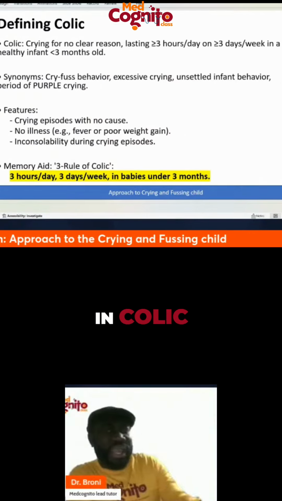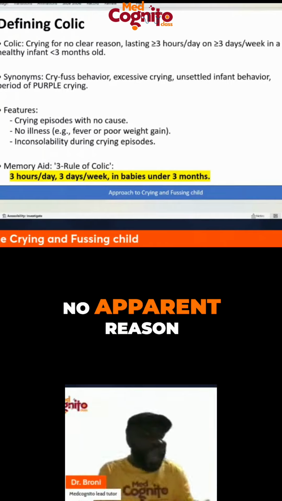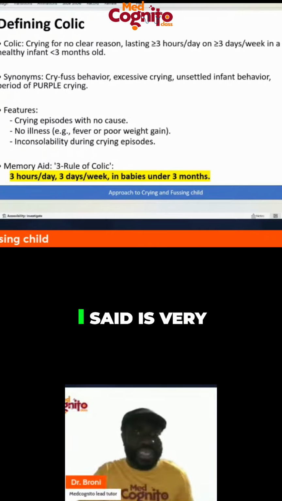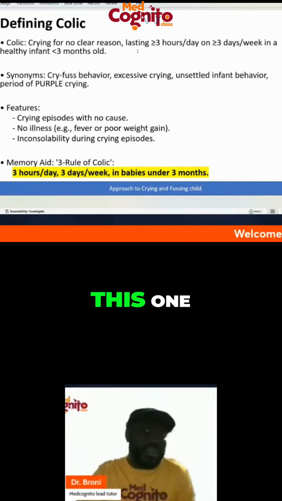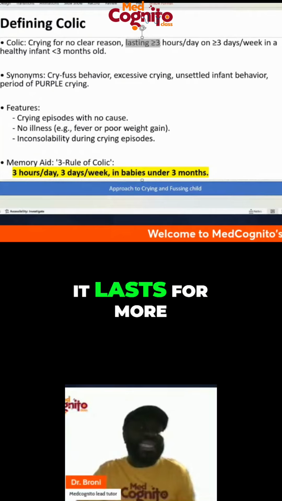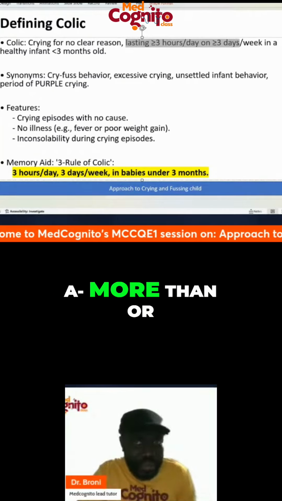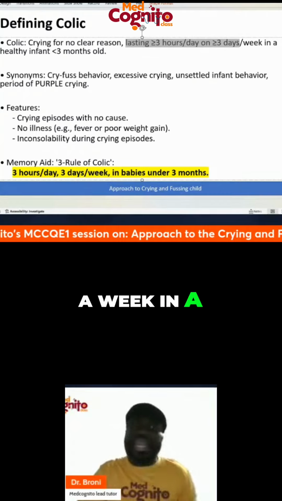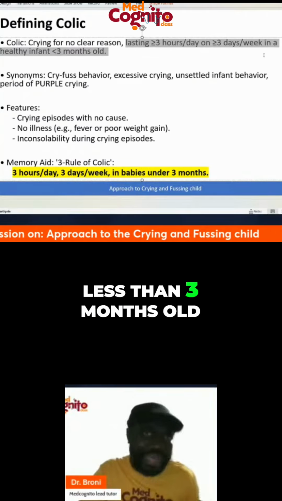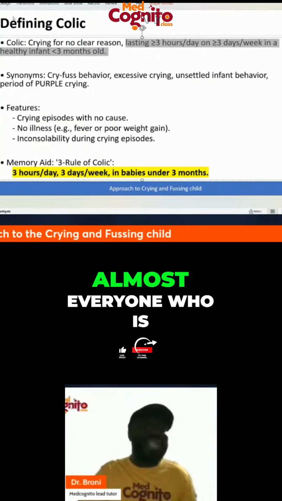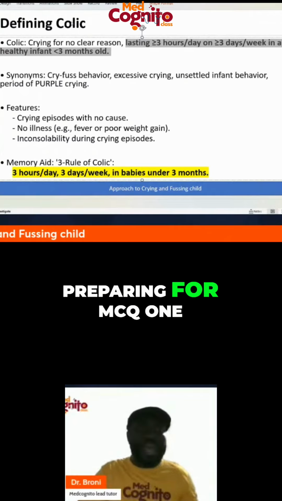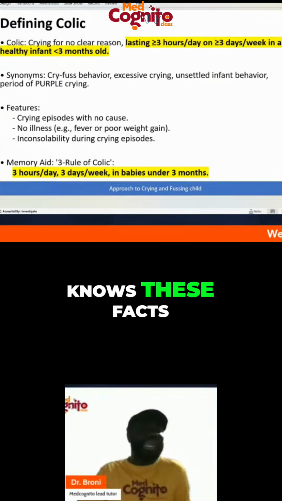Now, in colic, they are crying for no apparent reason. Usually, and this is very common amongst us, everybody knows it, it lasts for more than 3 hours a day, for more than or equal to 3 days a week, in a healthy infant who is less than 3 months old. So almost everyone who is preparing for MCQ knows these facts.